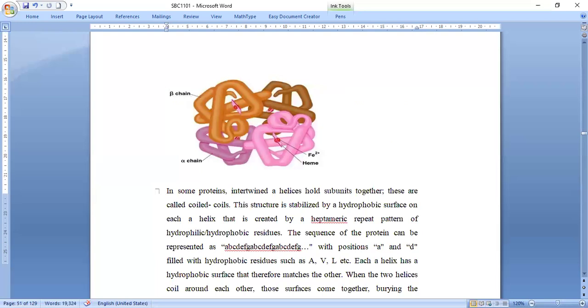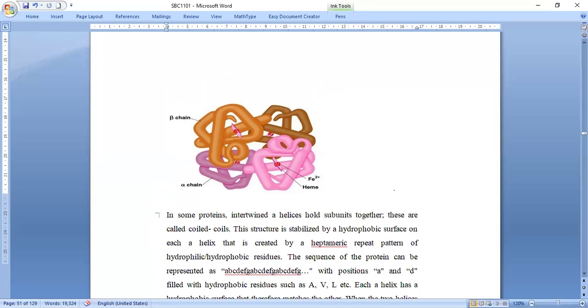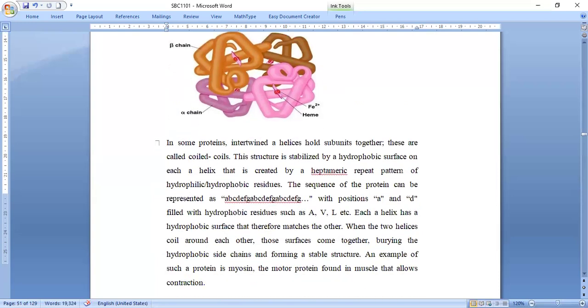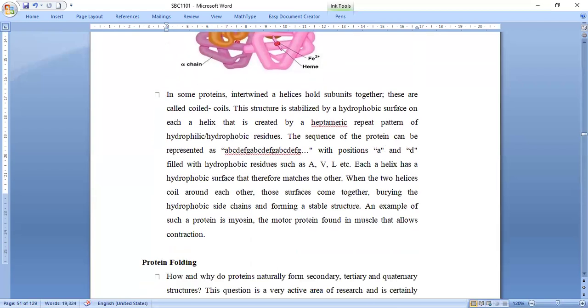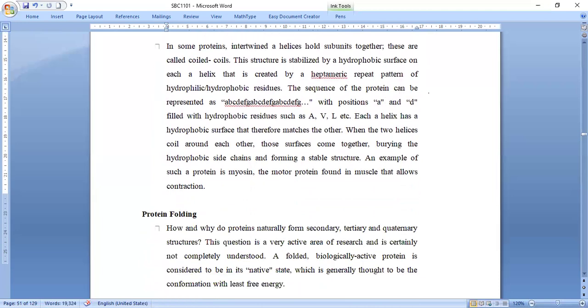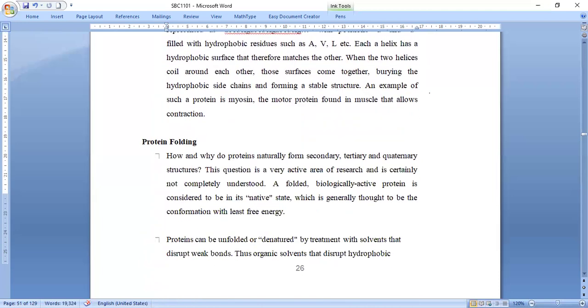And here we can observe the alpha and beta chains, which are intertwined with each other and contain the heme cofactor. Here the hydrophobic forces are present at the center, whereas the hydrophilic forces are exposed to the outside. And the protein folding is mainly forming these conformations.